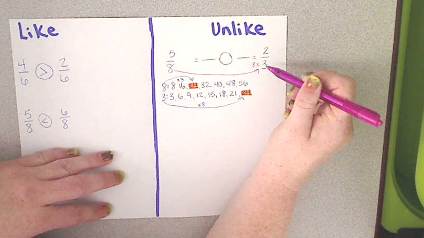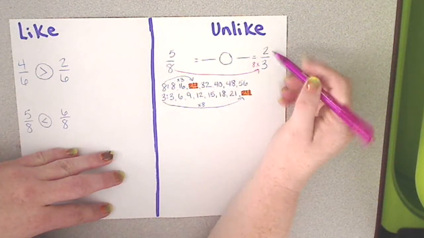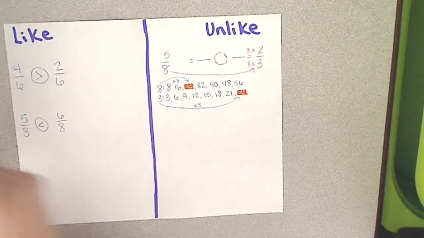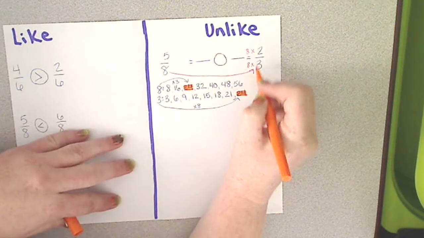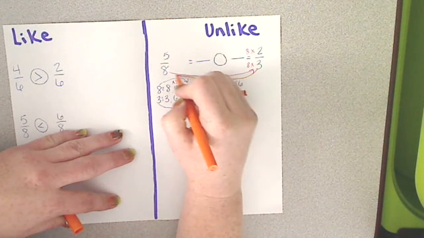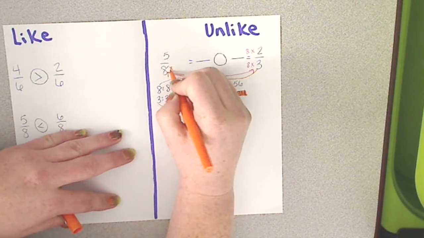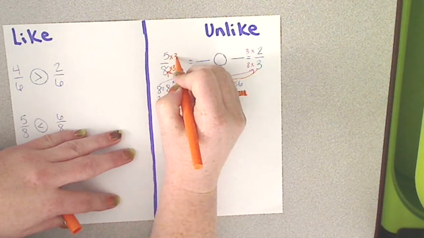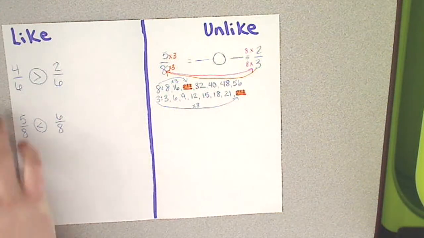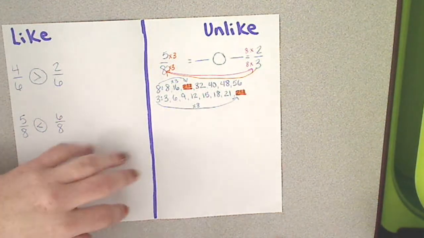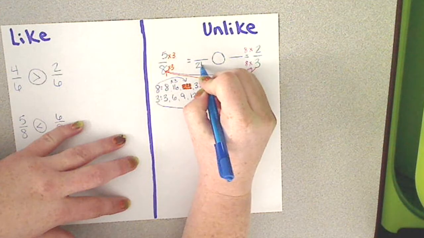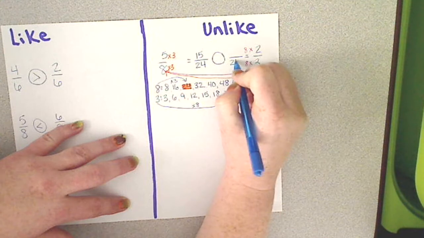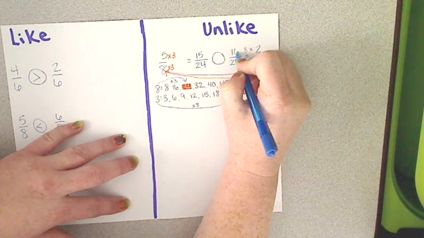And whatever you do to the denominator, you have to do to the numerator, which means I'm also going to multiply this 2 times 8. And then I need to turn around and multiply the 8 times 3. Whatever you do to the denominator, you must do to the numerator. And so now we can use this to create our new fractions. 8 times 3 is 24. 5 times 3 is 15. 3 times 8 is 24. 2 times 8 is 16.